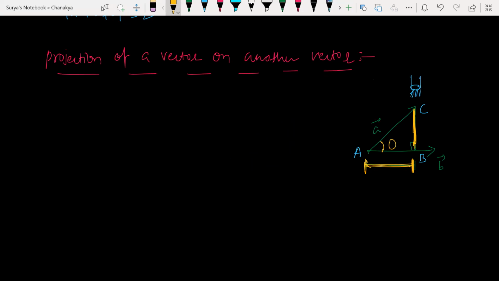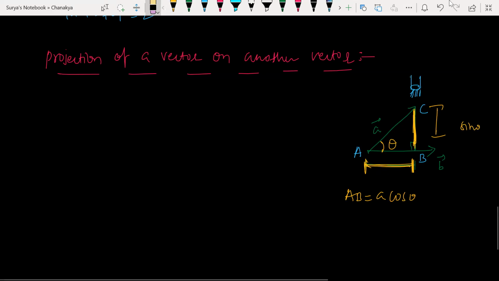Now, whatever the AB, that is what is called the projection. This is theta. Look at it, this is your projection. Okay. Fine. Now look at this. Guys, what is AB here? AB is A cos theta. This is my A cos theta. What is this vertical? This is my A sin theta. The vertical projection would always be sin theta. The horizontal thing is A cos theta, and the vertical BC is A sin theta.